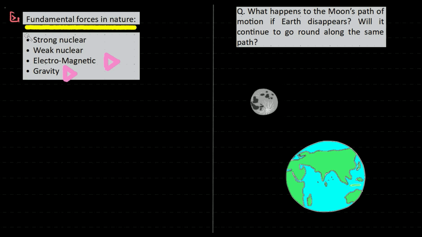We have our strong nuclear force, weak nuclear force, electromagnetic force, and gravity. This is the one which we're going to study. Strong and weak nuclear forces have to do with atoms and so on and so forth. I won't go into the details of it. Electromagnetic force is something that we have seen, so I can talk about this.